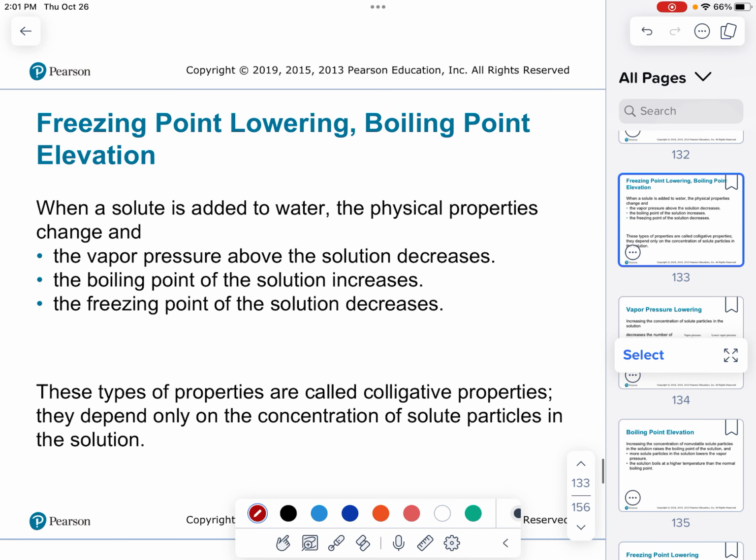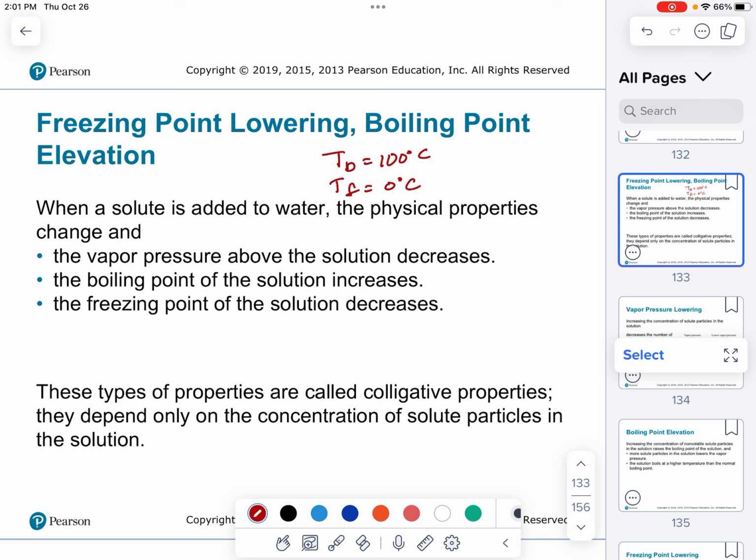Okay, this is the part that I'm more interested in a little bit. Freezing point lowering and boiling point elevation. So we know that water has a boiling point of 100 degrees C and a freezing point of 0 degrees C. But if you add components to water, it will actually alter the boiling point and the freezing point.